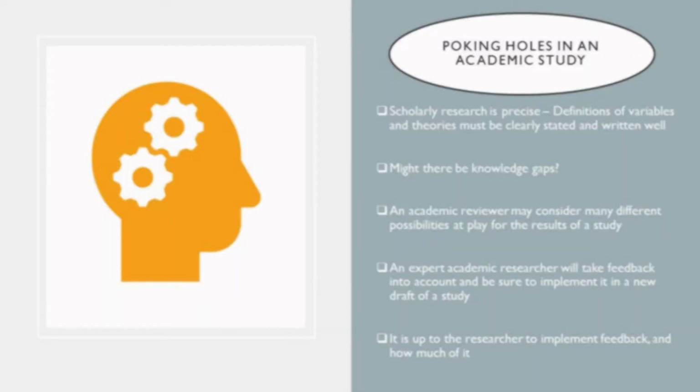Let's move on. So, poking holes in an academic study. Scholarly research is precise. Definitions of variables and theories must be clearly stated and written well. Might there be knowledge gaps? That's very, very important to note, because the way in which a study is written, there's an introduction that explains why the study is important.